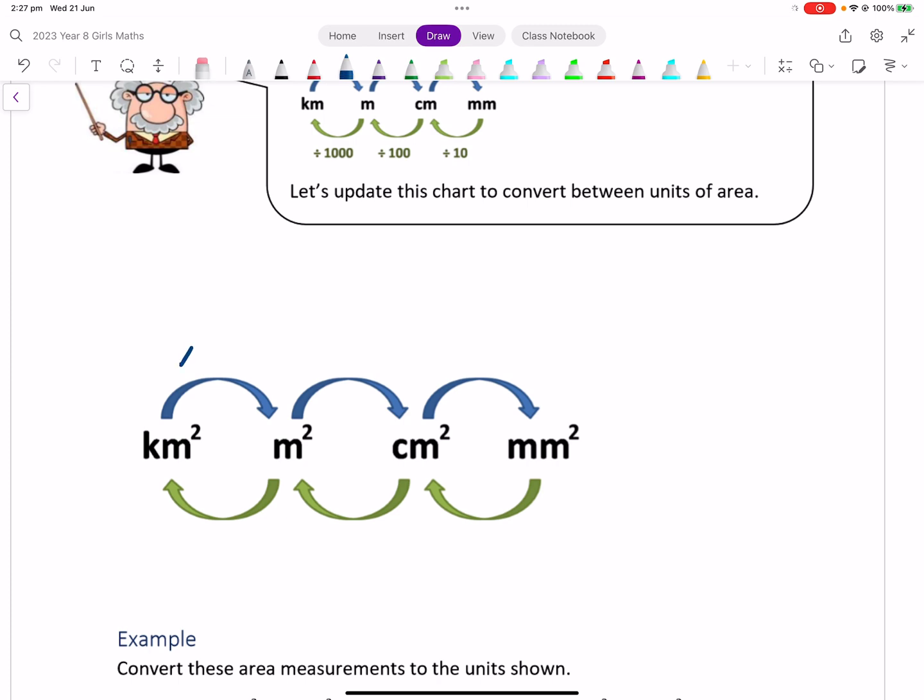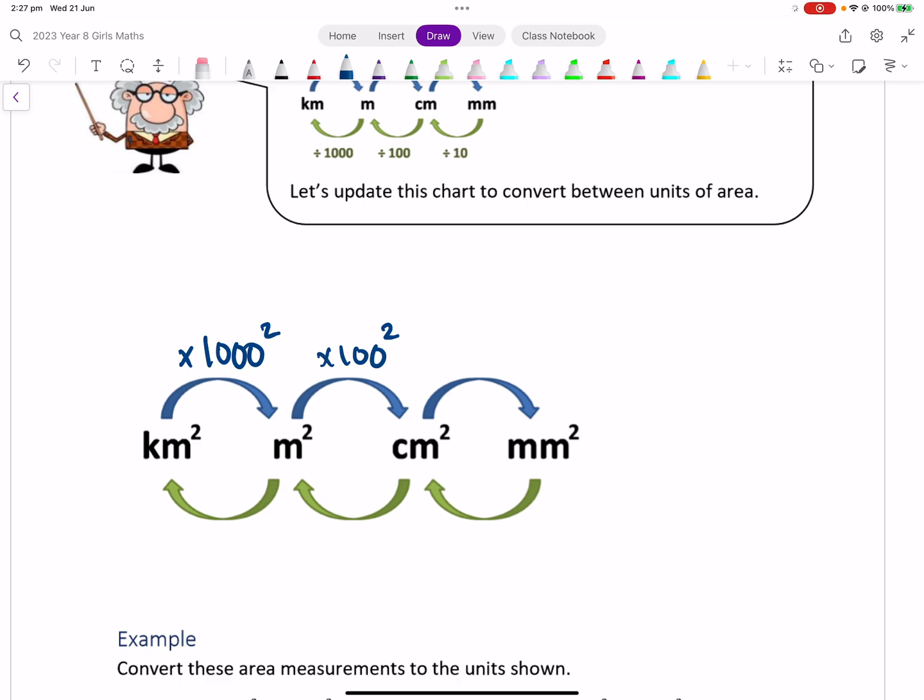So when we were converting between kilometres and metres, we multiplied by 1,000. When we're converting between kilometres squared and metres squared, we multiply by 1,000 squared. When we're converting between metres and centimetres, we multiplied by 100. So when we're converting between metres squared and centimetres squared, we multiply by 100 squared.